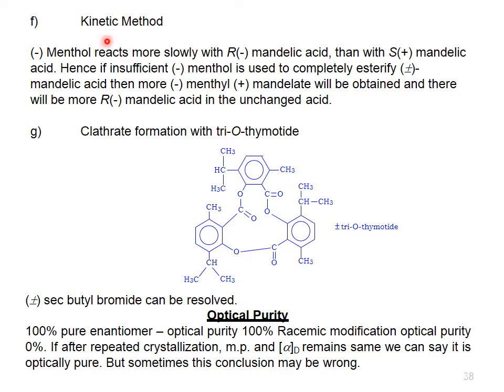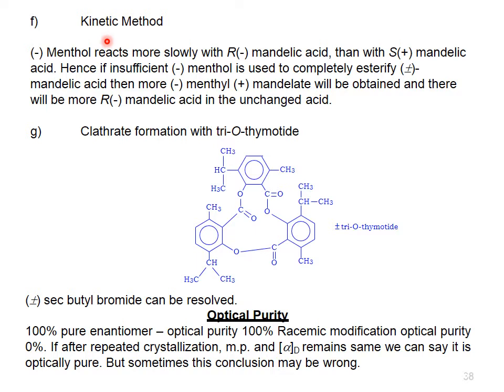Then there is another method, clathrate formation with tri-o-thymotide. This is the compound. Plus minus secondary butyl bromide can be resolved by using this clathrating agent, and these are the different methods. Here you have seen that we can separate the enantiomers by using these methods.